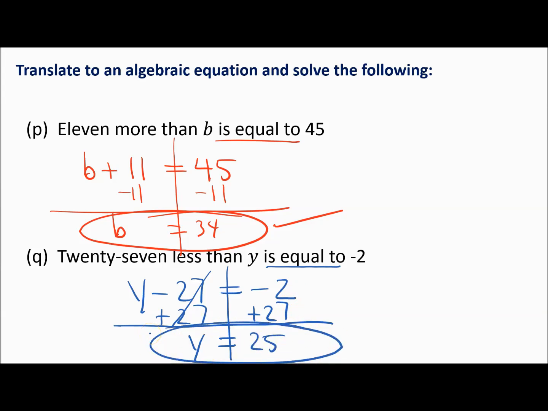And again, you could check that. If I do 25 minus 27, that's going to equal negative 2, isn't it? So it checks out just fine.